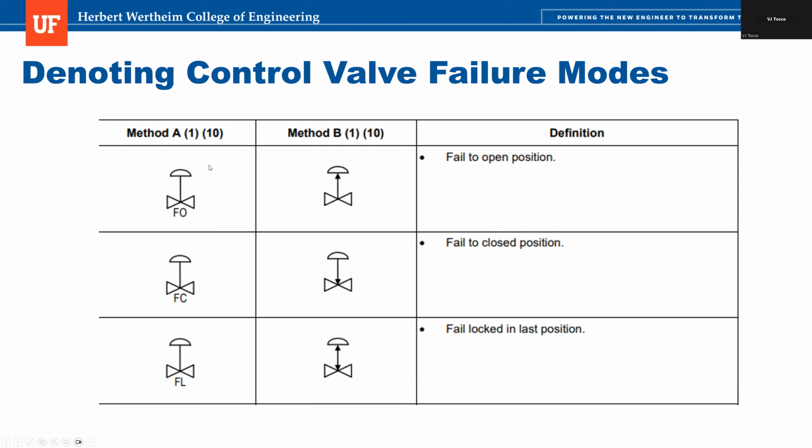However, if there were cooling water going to the jacket of that CSTR, you would want to set that valve to fail to open. So FO and FC signify where that fails. There's also fail locked, which means whatever the last position it's in, it would remain in that position. And then you could also depict that other ways. So arrow pointing up is fail to open, arrow pointing down is fail to close, double-headed arrow is fail locked in last position.